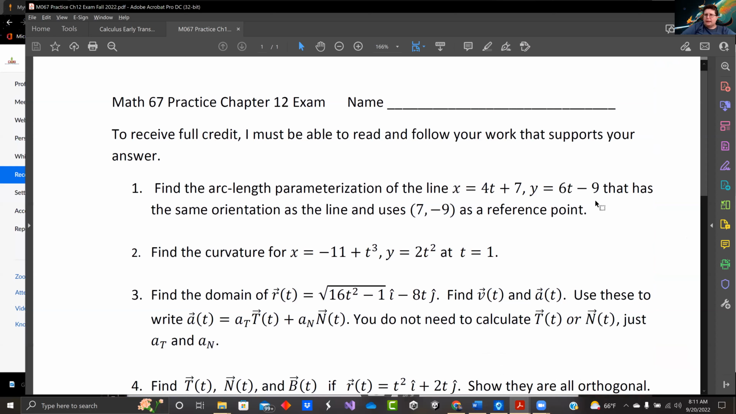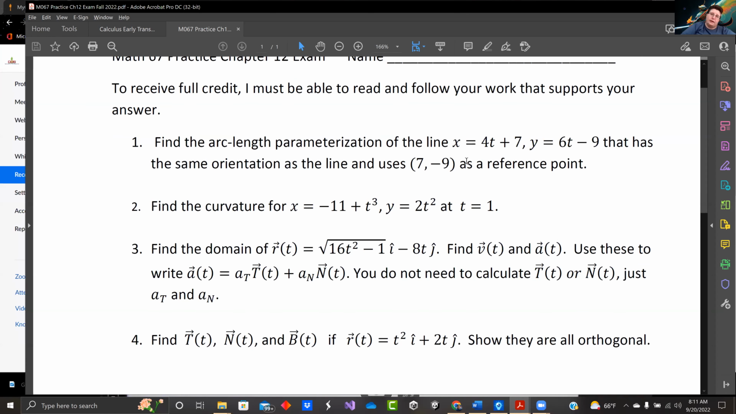So I want to point out the practice exam is up on Canvas. It's in Discord also. It's on one sheet for now. The actual test will have plenty of space, but I didn't want to give you a bunch of paper you didn't need. There are 4 questions.